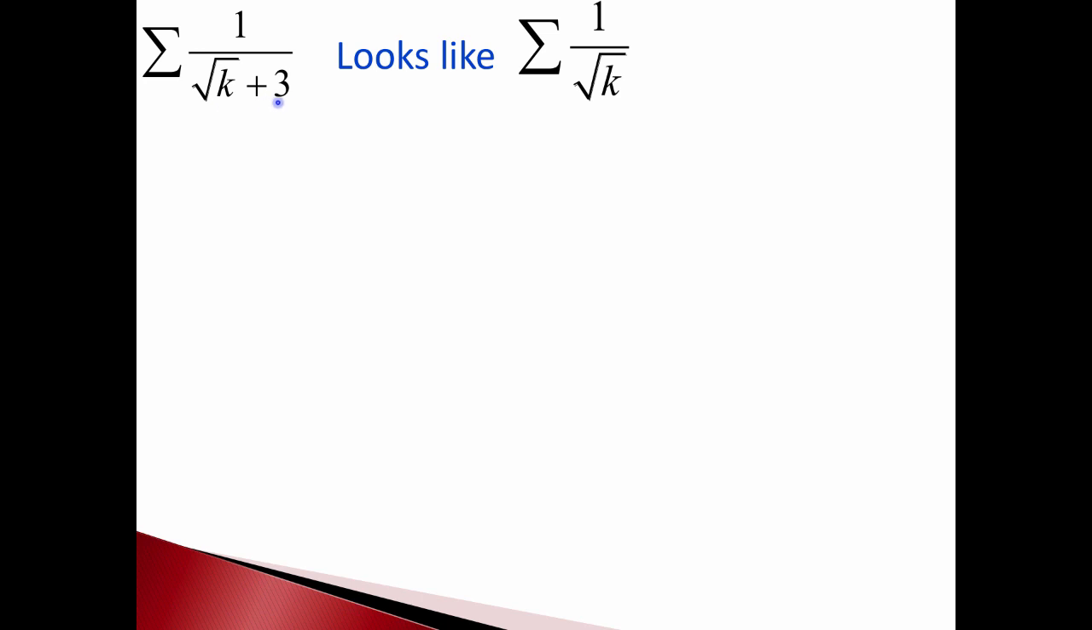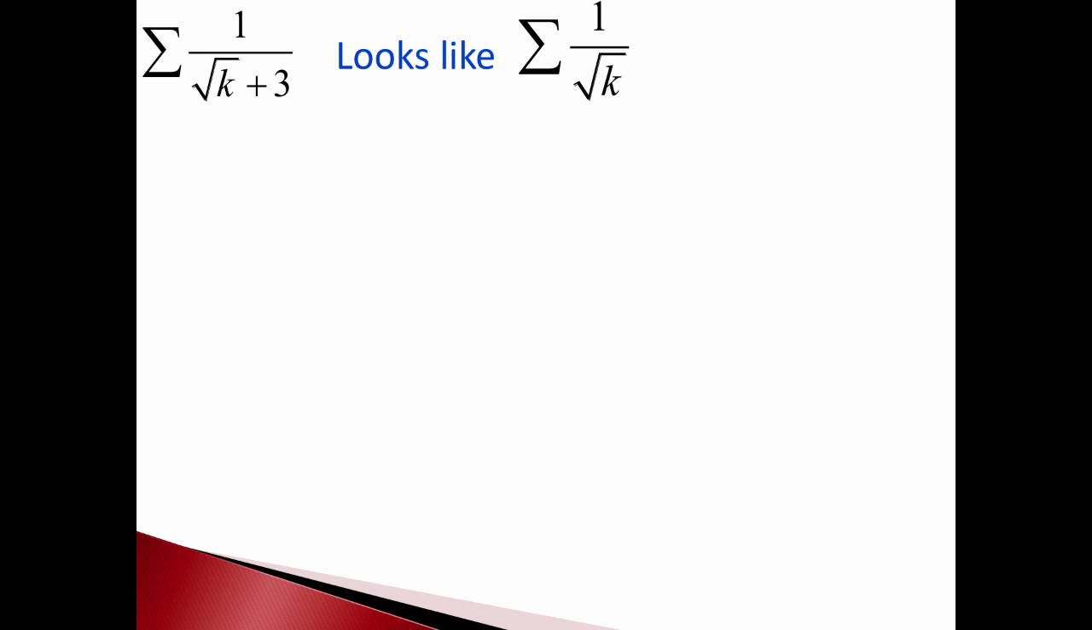The plus 3 doesn't make any difference to whether the sequence converges to 0 or not. Of course, the sequence converges to 0, so I can't use the divergence test, right? This is that case that we harped on in the divergence test video. The sequence is converging to 0, which means that I can't use the divergence test at all.